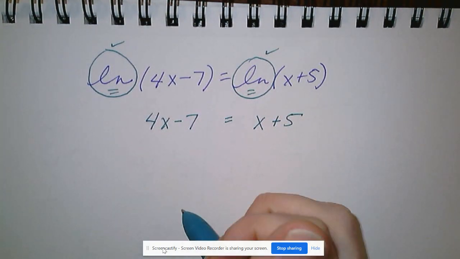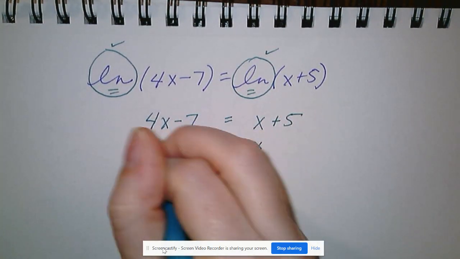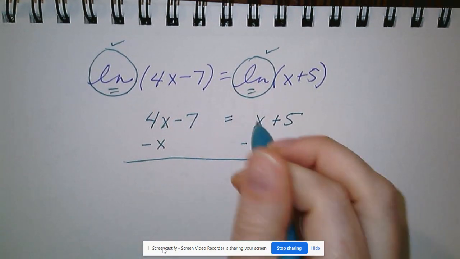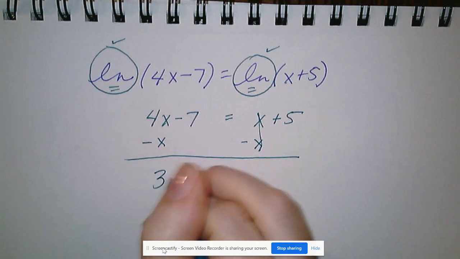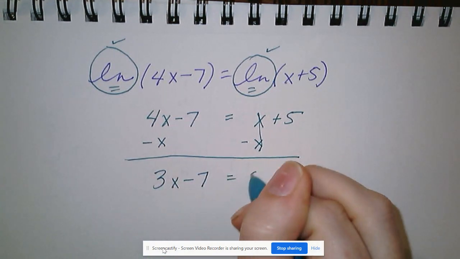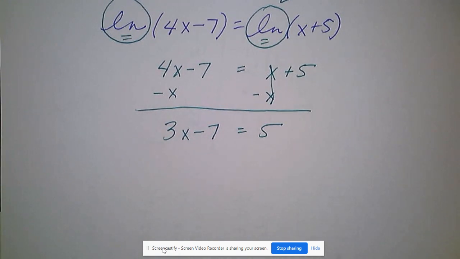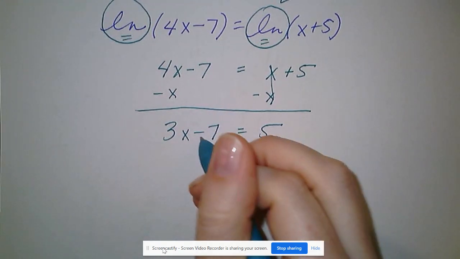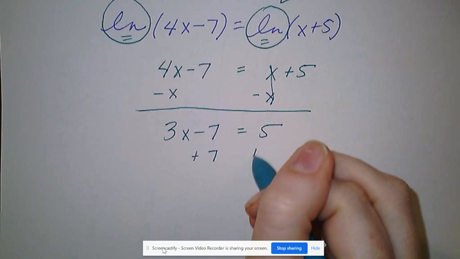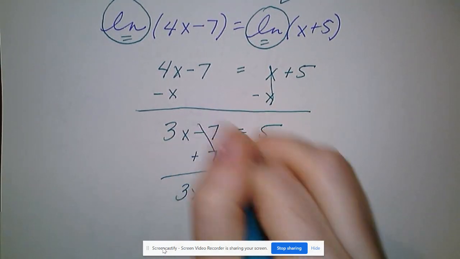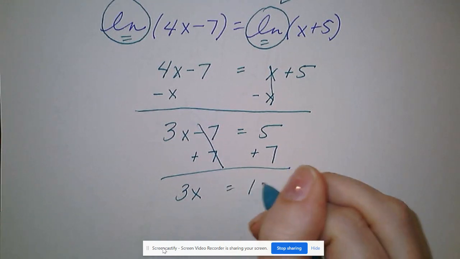Okay, so now I can actually solve this equation. I'm going to move the x all to one side. So this is gone on this side, and I have 3x minus 7. On this side, I am left with 5. I still have to solve for x. I'm going to move my constant. So instead of taking away 7, I'm going to add 7 to both sides. This side, I'm left with just 3x, and on this side, I have 12.